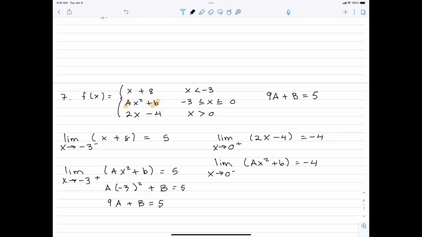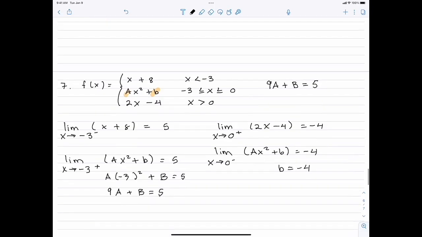So we plug in 0, and I get a times 0 squared is 0, so I get b equals negative 4. Okay, that's nice so far. I know what b is. So let's keep on going. I know that b is negative 4, so now I can say 9a plus b, which is negative 4, equals 5. So 9a equals 9, a equals 1.